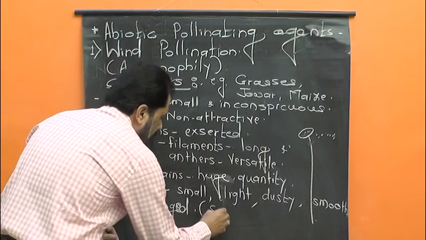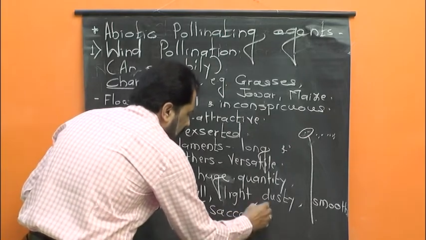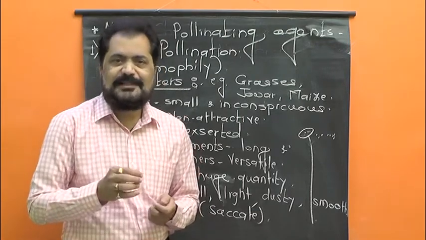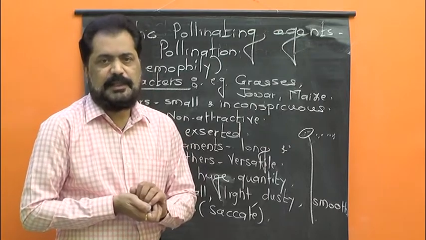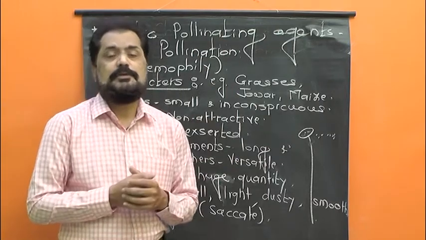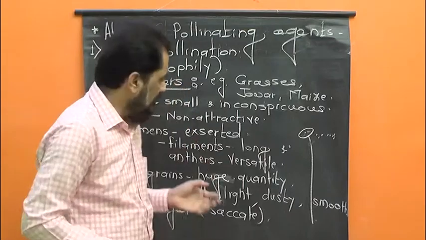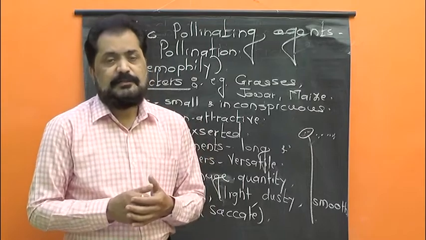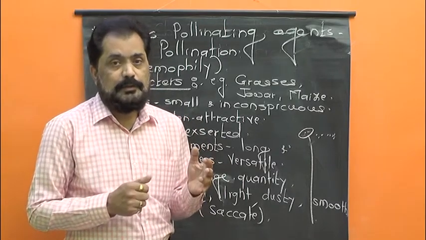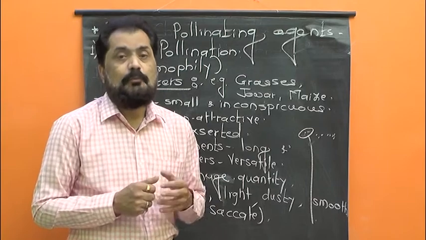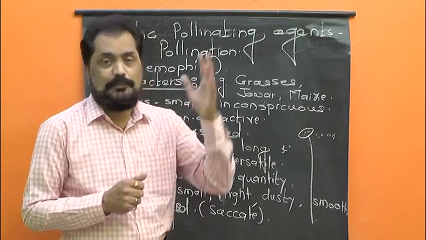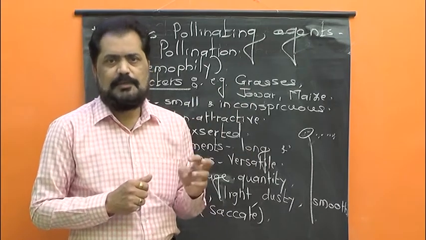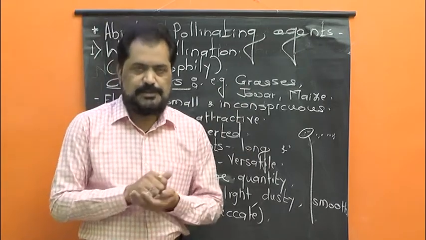Such winged pollen grains are also called the saccate type of pollen grains. Saccate means that pollen grains may show a little wing-like structure so that they can be easily blown along with the wind. As the pollen grains are very small, dusty and light in weight, they can be blown up to a distance of more than 300 kilometers.